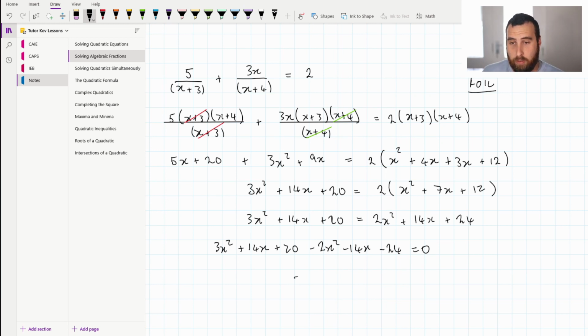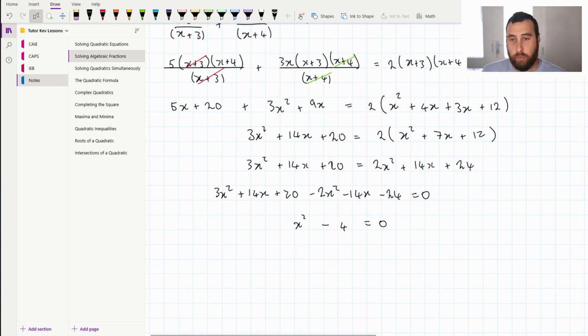So it's going to give me x squared, because 3x squared minus 2x squared gives me x squared. 14x minus 14x will leave me with no x term. And then I've got 20 minus 24, which is going to give me minus 4, and that equals 0. Now that I've got that, all we need to do is solve for x. So we take the 4 over, so it becomes positive. And then to get rid of the x squared, we square root both sides. And so we'll get the answer for x.